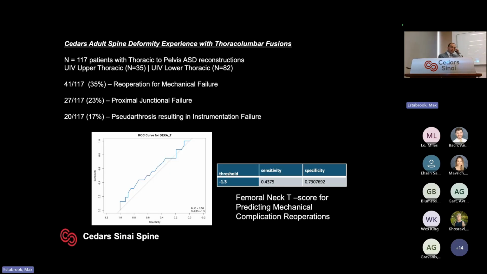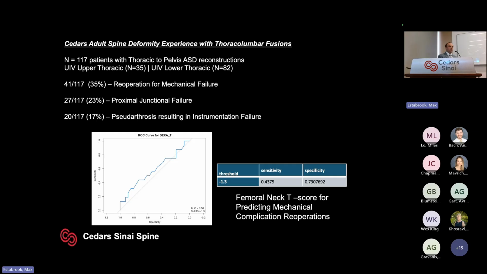Now, we've been working on building an adult spine deformity database here, and this is still a work in progress. We've identified about 120 patients with more than 2-year follow-up here who had thoracic to pelvis fusions, and you can see the breakdown of upper thoracic and lower thoracic. And even despite how talented the surgeons are here, our reoperation rate for mechanical failures is about 35%. And the breakdown of PJF and pseudoarthrosis is here.